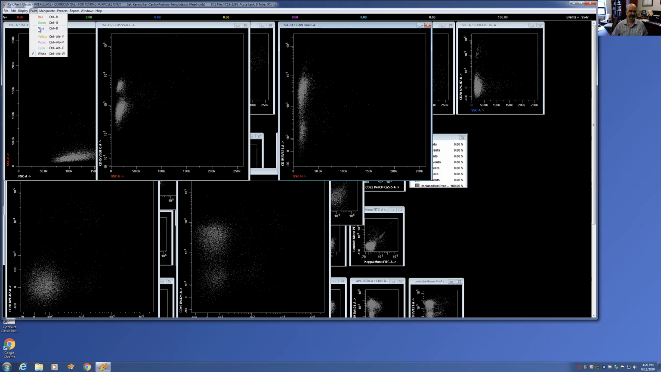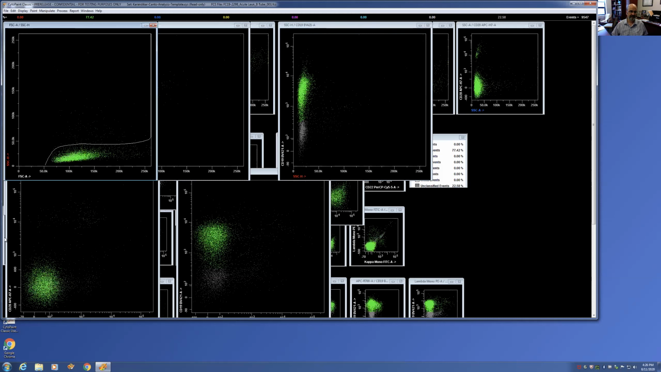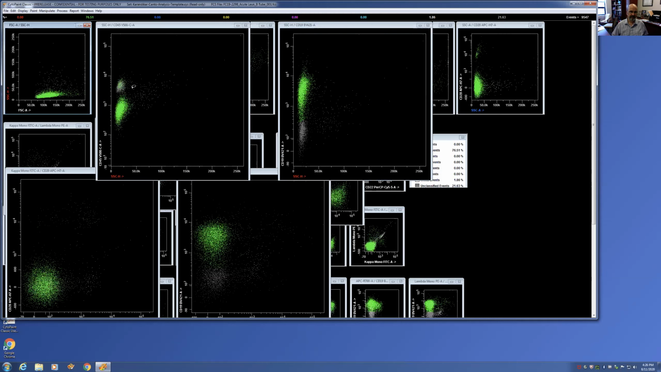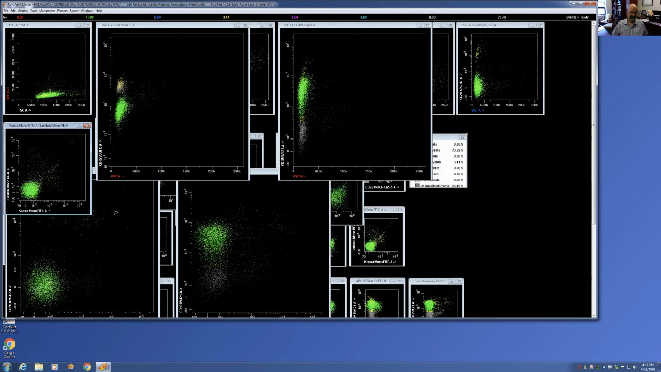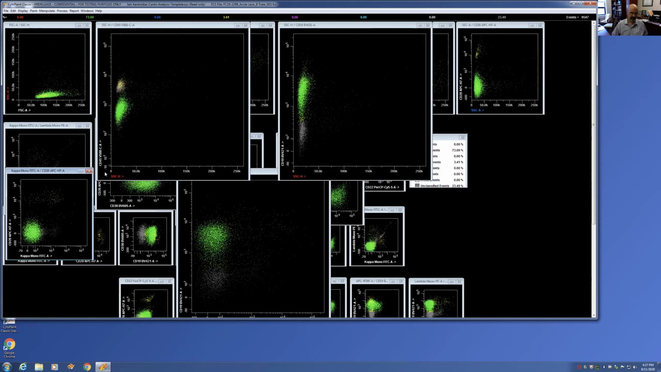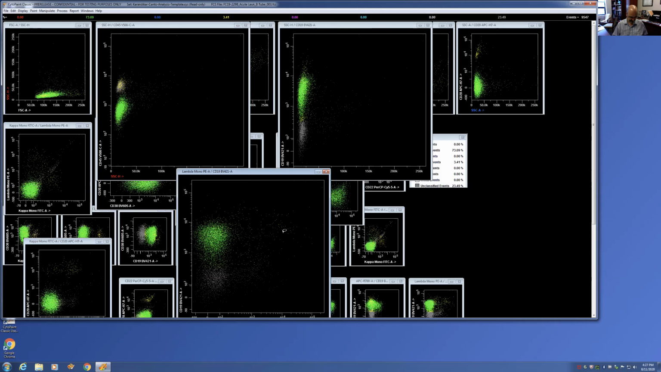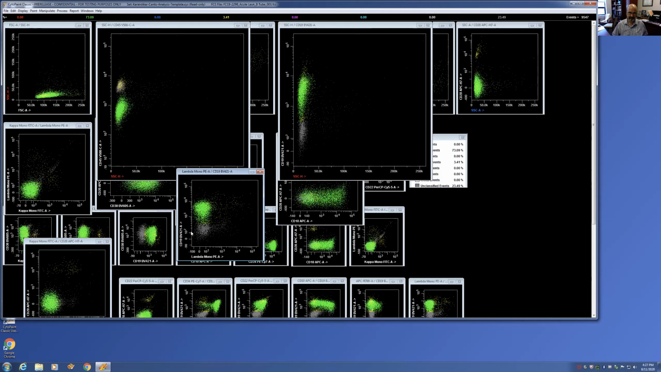So let's start there. So you have your lineage positive CD19, and the CD19 is splitting. Let's just clean it up. It's splitting into two populations. One has high CD45, so let's overlay that. Make it yellow. Take away the white and the red.